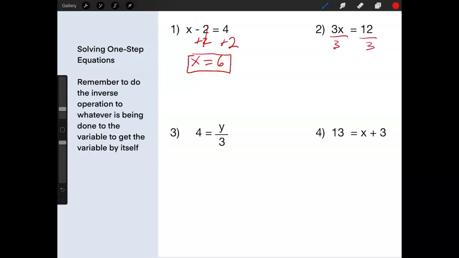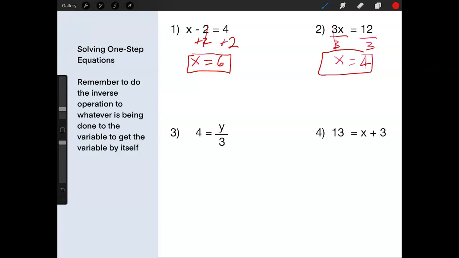3 divided by 3 is 1. Therefore, we can cancel it out. We are left with x equals 12 divided by 3, which is 4. We substitute the 4 back into the equation, and 4 times 3 is in fact 12, so our answer checks out here. Number 3, 4 equals y divided by 3.